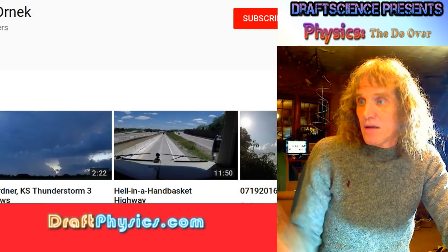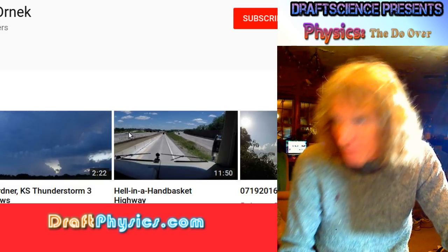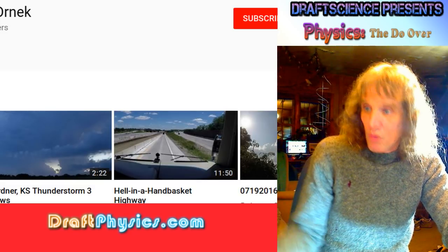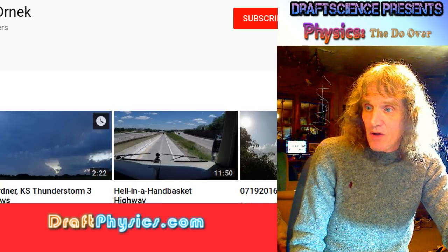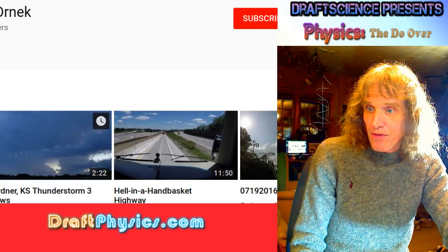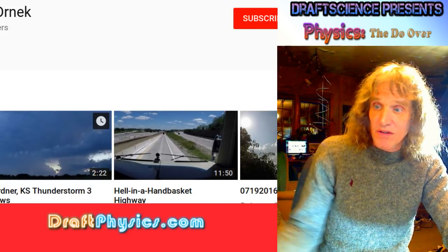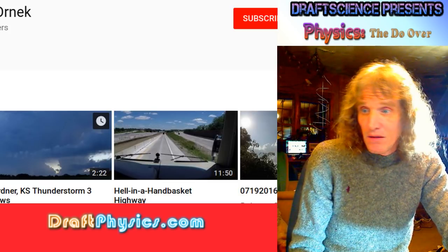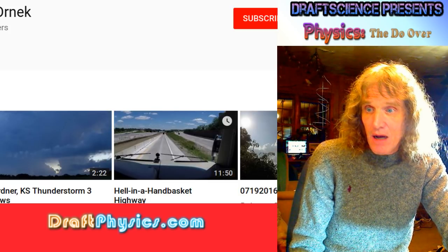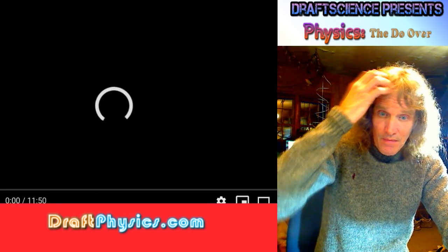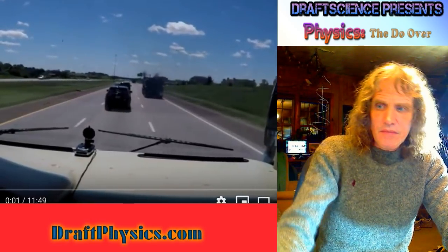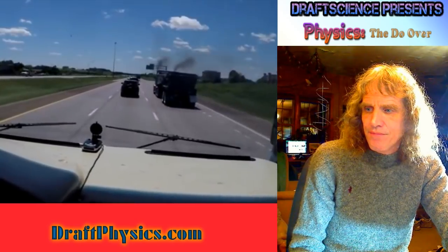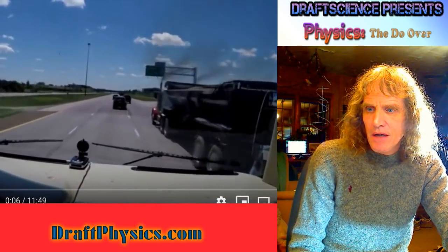It has an icon of an ice cube or something. Picture of the woods from a year ago. It's not even labeled. Gardner KS Thunderstorm, 3 views. 3 views are in the title. Hell in a Handbasket Highway. Let's see what that is. Very exciting so far.